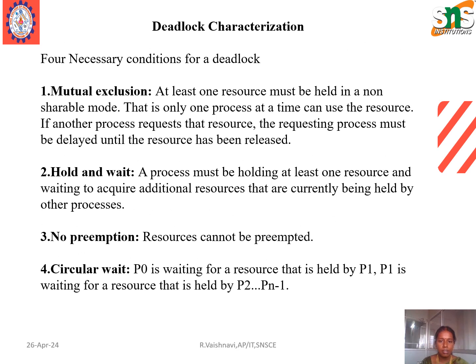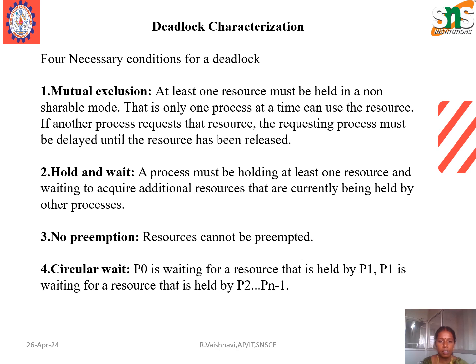Deadlock characterization. Four necessary conditions for the deadlock. First one, mutual exclusion. Second one, hold and wait. Third one, no preemption. Fourth one, circular wait. First one, mutual exclusion: at least one resource must be held in the non-shareable mode. That is, only one process at a time can use the resource. If another process requests the resource, the requesting process must be delayed until the resource has been released.